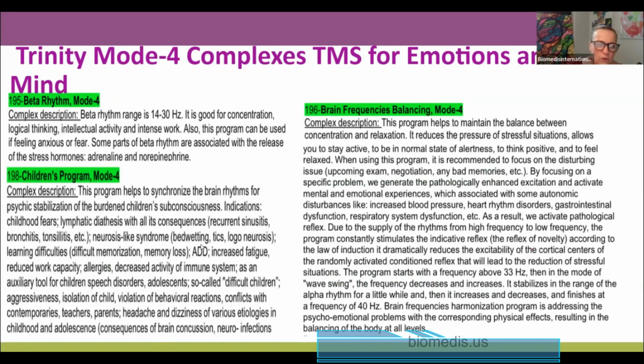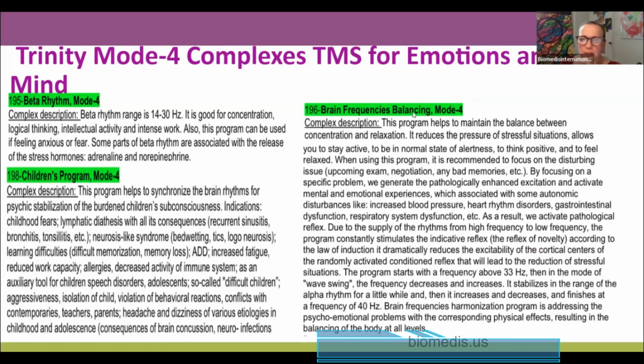learning difficulties, memorization, memory loss, ADD, increased fatigue, reduced work capacity, allergies of all kinds, children who have speech disorders, adolescents or difficult children, aggressive children, children who are in isolation, behavior reaction. That is a very good complex to help your child with emotions and also to develop better. It has all kinds of good frequencies for development.